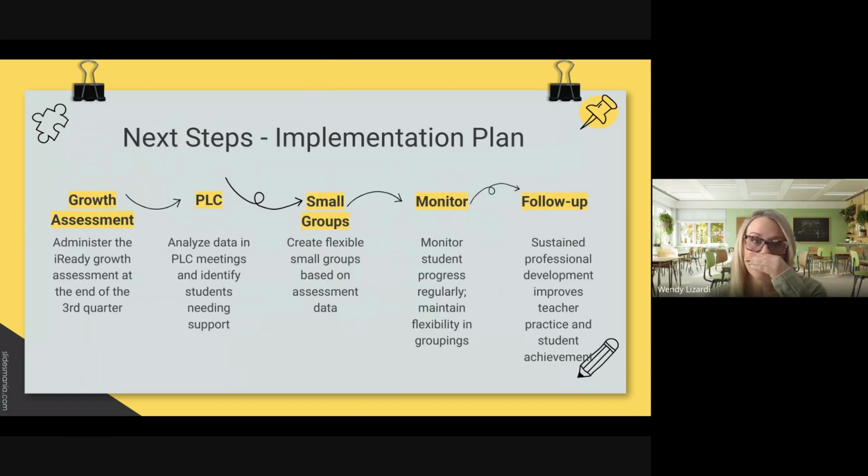So this is kind of like a little timeline of what our cycle will look like, our implementation cycle. We're going to administer the growth assessment, analyze the data in PLC meetings, and adjust and plan. We'll make our small groups, make them flexible, move students in and out as needed. We'll monitor their progress regularly. And then we will follow up. We'll have sustained professional development. So at our next Wednesday meeting in 4 weeks, we will revisit this and see how everything is going throughout our PLCs.